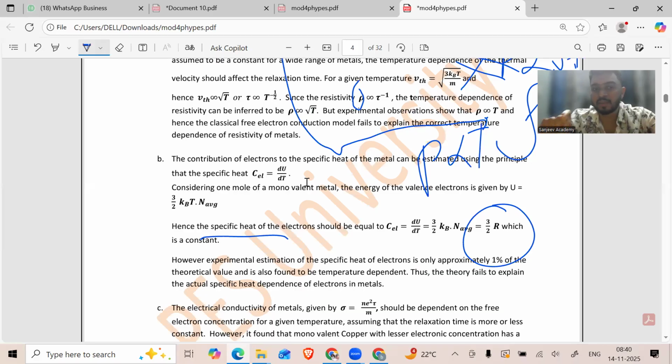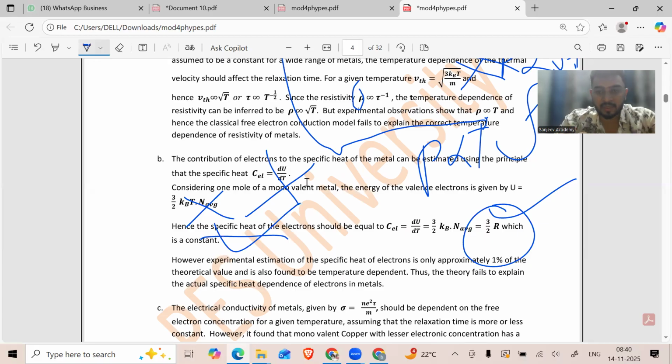3 by 2 R. This is what they want, this and this. Specific heat is equal to what? 3 by 2 R. Okay, which is kind of a constant thing, right? Ratio and everything is a constant thing.